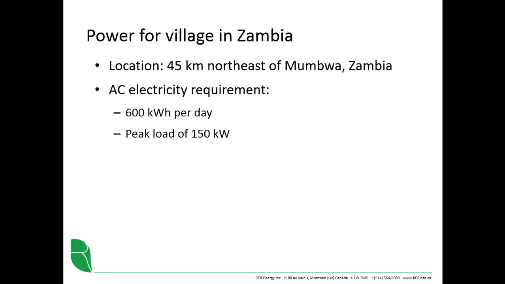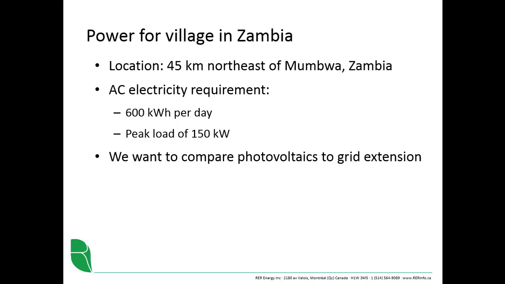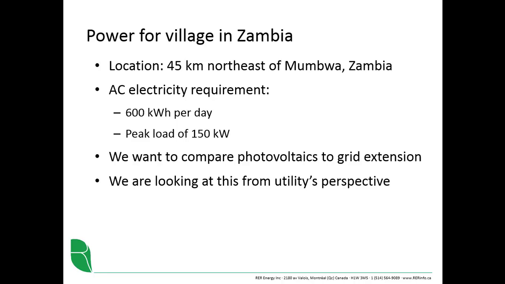The AC electricity requirement for this village is 600 kilowatt hours per day. It has a peak load of 150 kilowatts AC. And we want to compare using photovoltaics with battery and genset to grid extension. So extending the existing grid so that it reaches this currently off-grid village, and then we can supply electricity from the grid. We are going to look at this from the utility's perspective. That is, they've been charged with providing power to the village, and now they have to find the best option for doing that.